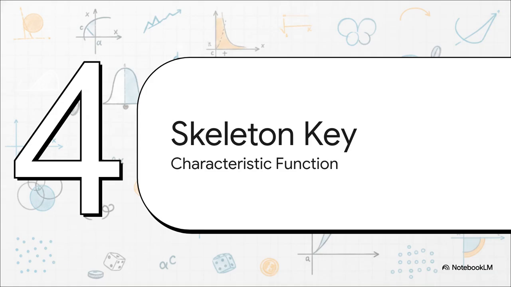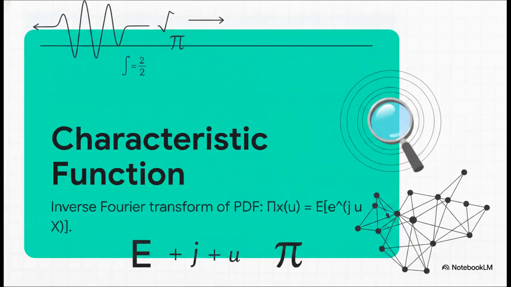And finally, we've reached Section 6, the characteristic function. This is the statistical skeleton key we promised. The characteristic function is profound. By taking the expected value of an exponential function with an imaginary number, we are effectively performing an inverse Fourier transform right on our probability density function. It's a real game changer because it encodes the entire distribution into a brand new, incredibly useful mathematical domain.